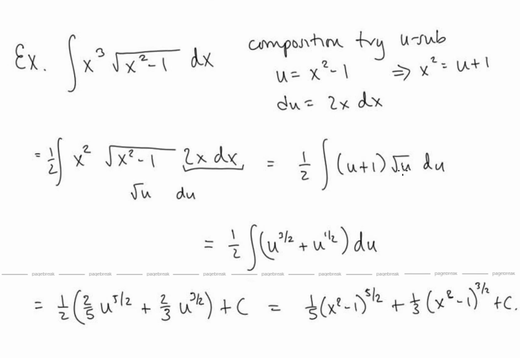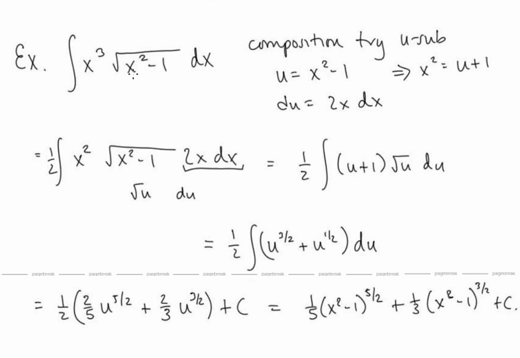And so now we can take this u to the 1/2, or this radical u, and multiply it through, and then it becomes a basic integral. And simplifying, we're here. Now we can get the same solution using trig substitution.